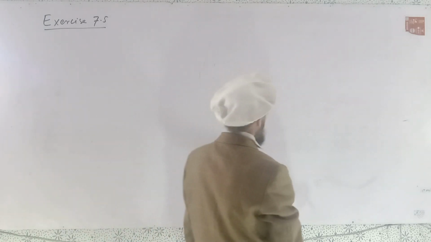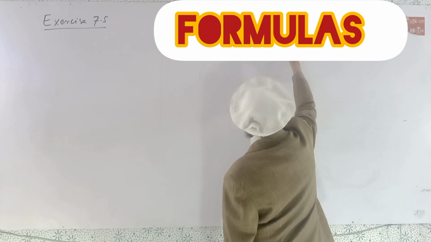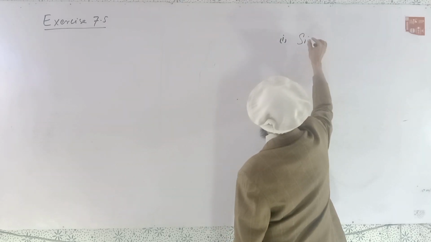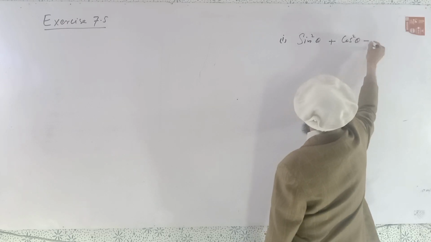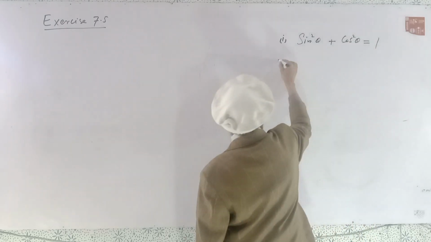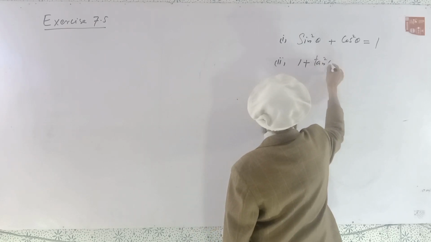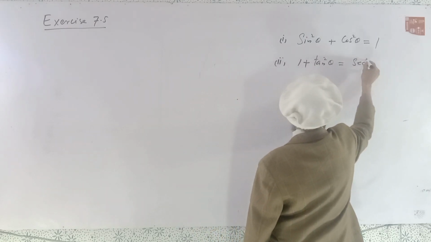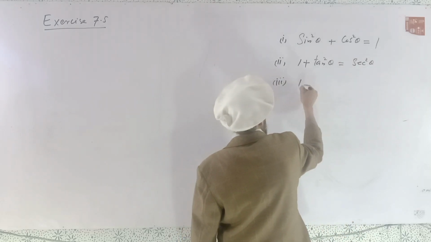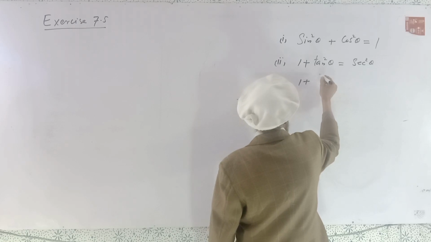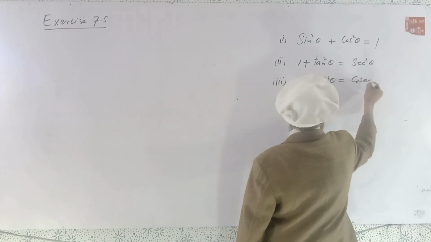First of all, we need some trigonometric formulas. The first formula we write here: sin square theta plus cos square theta is equal to 1. 1 plus tangent square theta is equal to secant square theta. Third one is 1 plus cotangent square theta is equal to cosecant square theta.